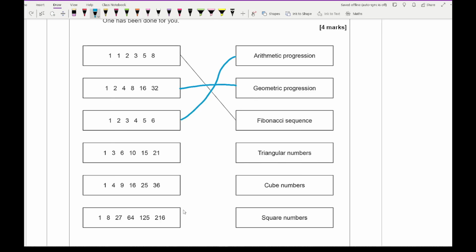For the next one, that is going to be triangle numbers. For 1, 4, 9, 16, 25, 36, they are square numbers. And 1, 8, 27, 64, 125, 216, they are cube numbers.